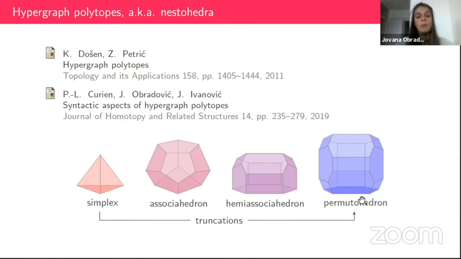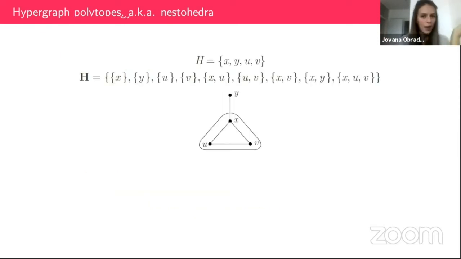hypergraph polytopes because each one of them is encoded by a hypergraph whose hyperedges correspond precisely to the truncations of the simplex that were needed in order to get the polytope in question. So now, before I explain how this truncation business works, I would like to just recall a bit of hypergraph terminology. A hypergraph is just a generalization of a graph for which an edge can relate an arbitrary number of vertices. So you generalize the notion of an edge to the notion of a hyperedge, okay?